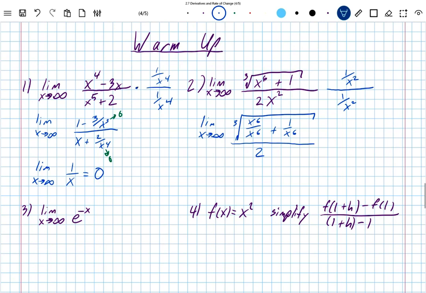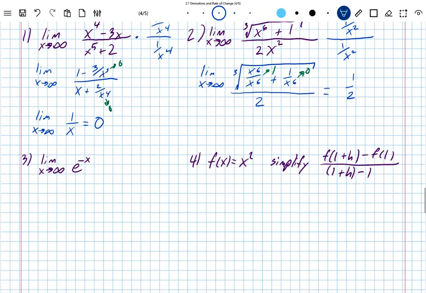All right. This thing is going to 0. This thing is going to 1. So the cube root of 1 is 1. Looks like I'm just going to get a 1/2. How nice is that? All right. Nice.